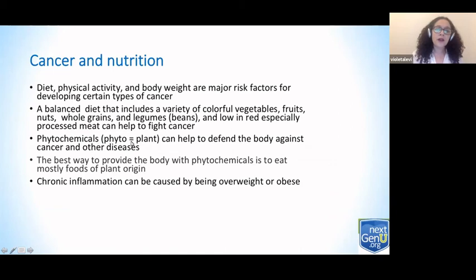Phytochemicals, where phyto comes from the word for plant, can help to defend the body against cancer and other diseases. The best way to provide the body with phytochemicals is to eat mostly foods of plant origin. Chronic inflammation can be caused by being overweight or obese. As I said, these are risk factors for developing cancers.